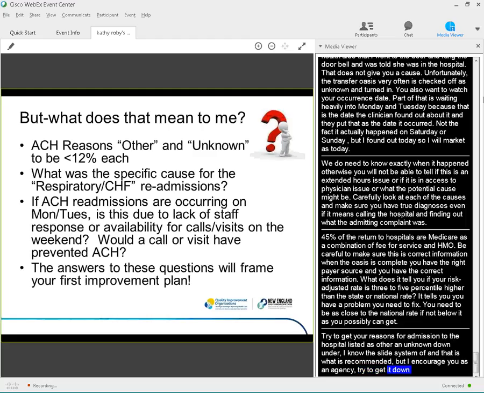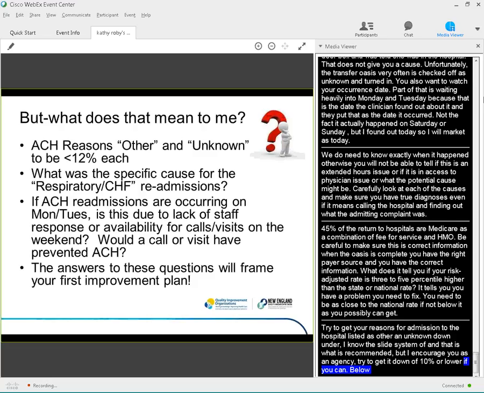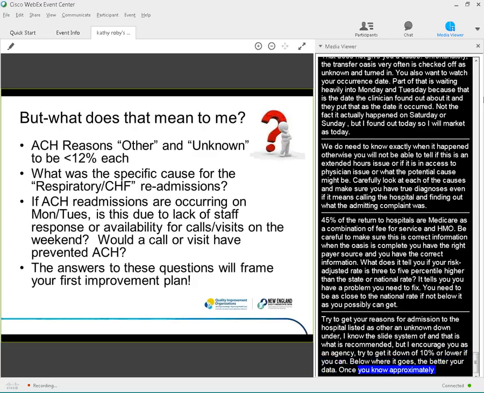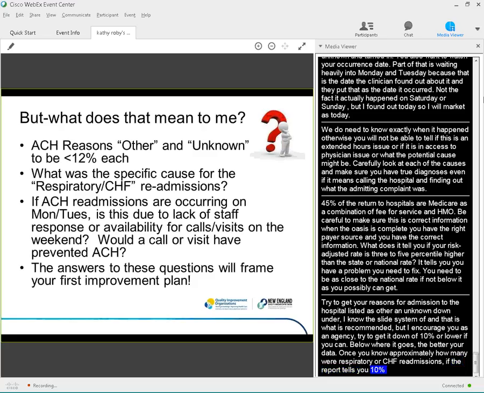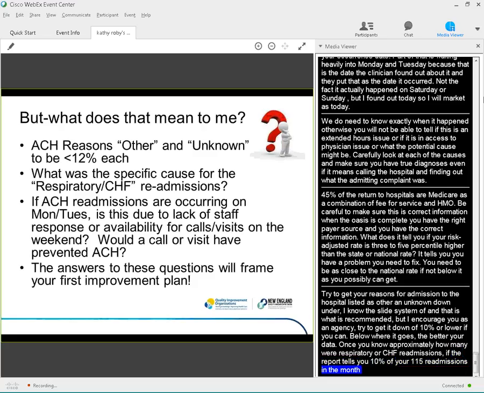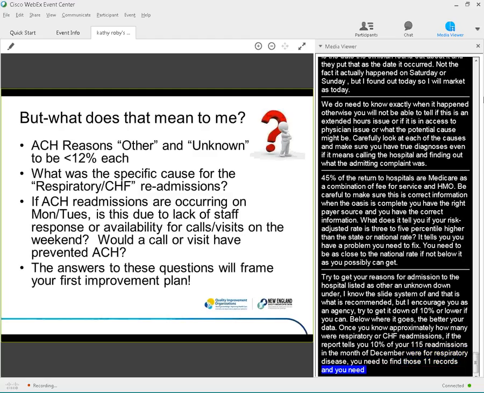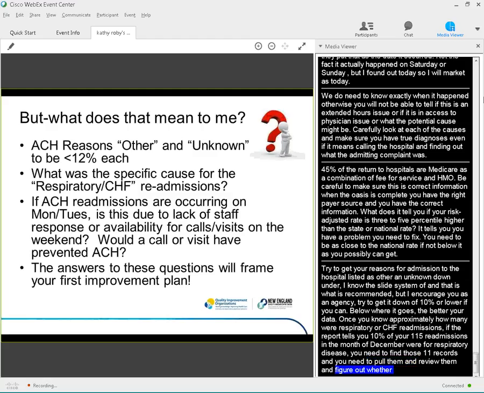Once you know approximately how many were respiratory or CHF readmissions, if the report tells you 10% of your 115 readmissions in the month of December were for respiratory disease, then you need to find those 11 records and you need to pull them, review them, and figure out whether or not this was preventable. And the same is true for the other causes of readmission, at least the top 5.